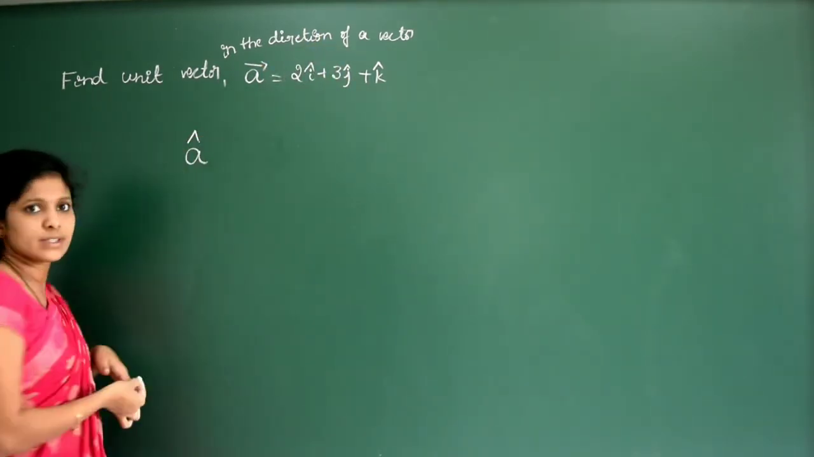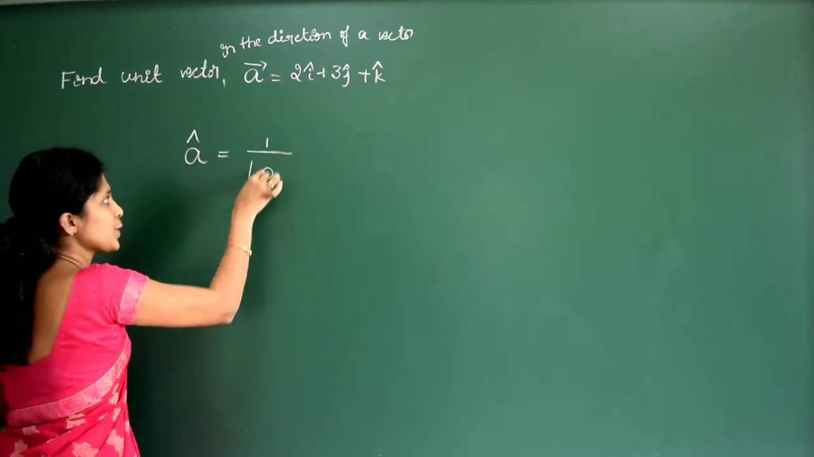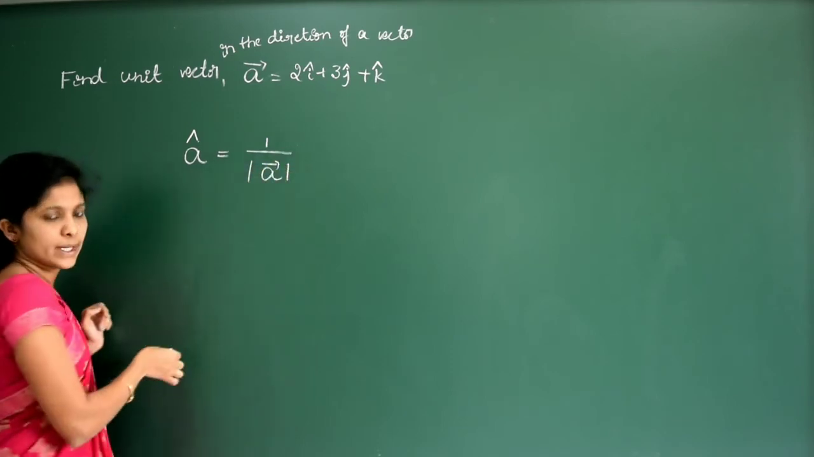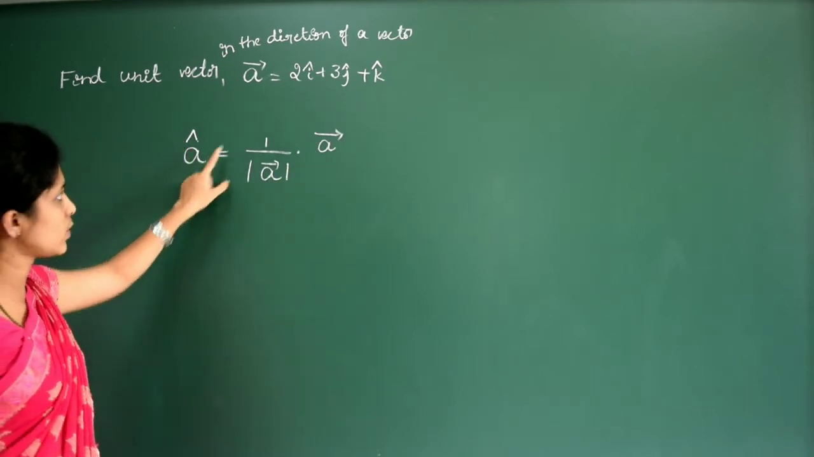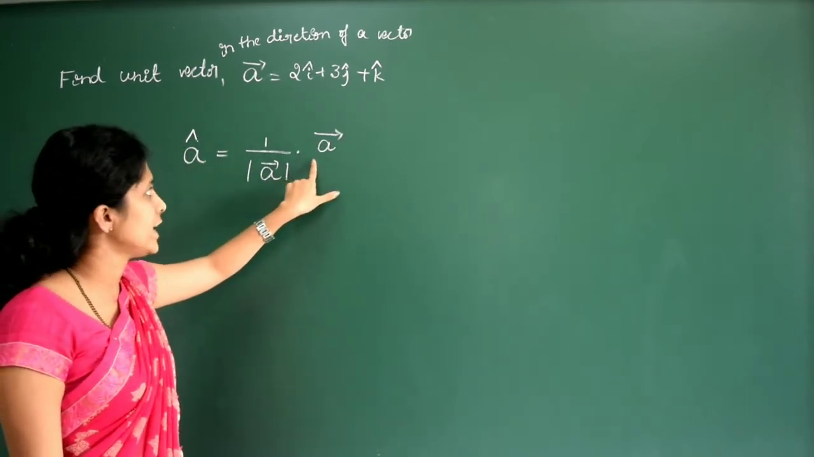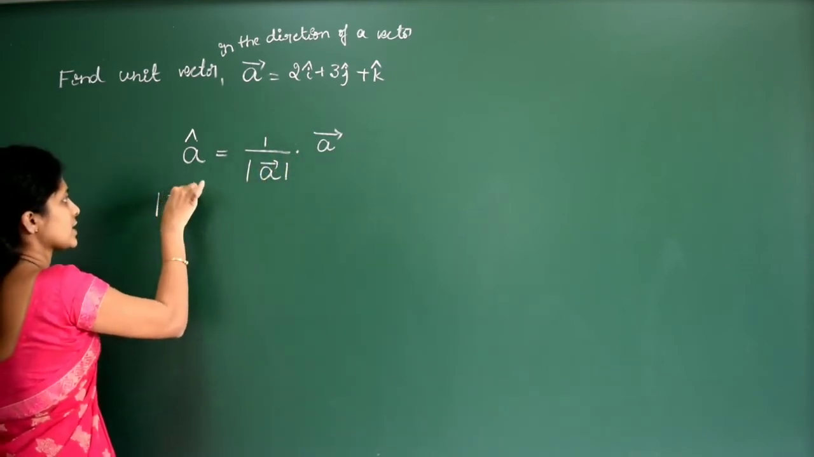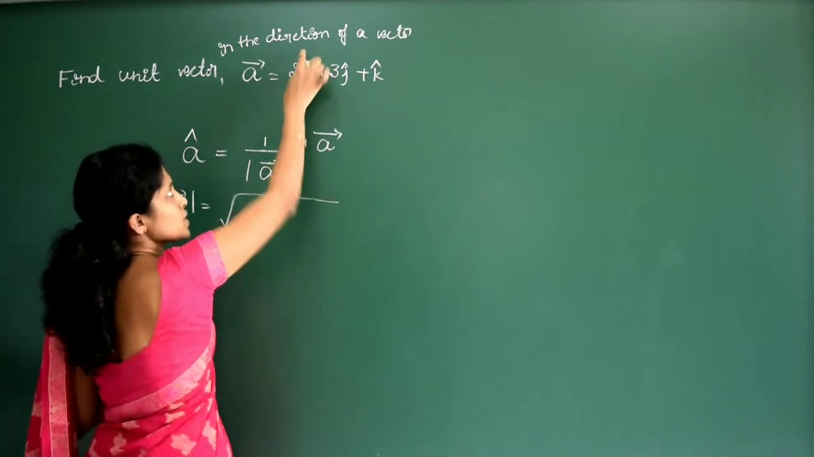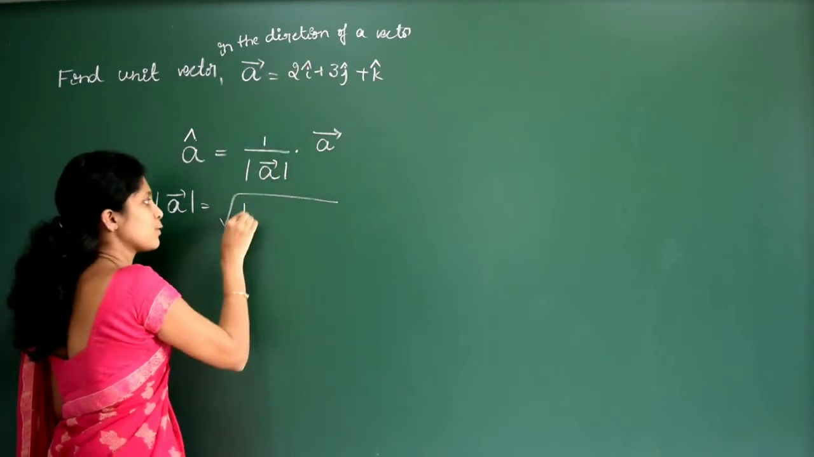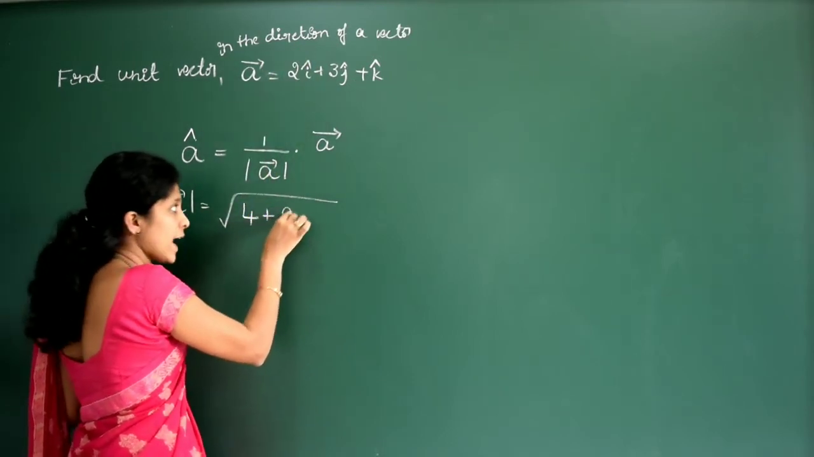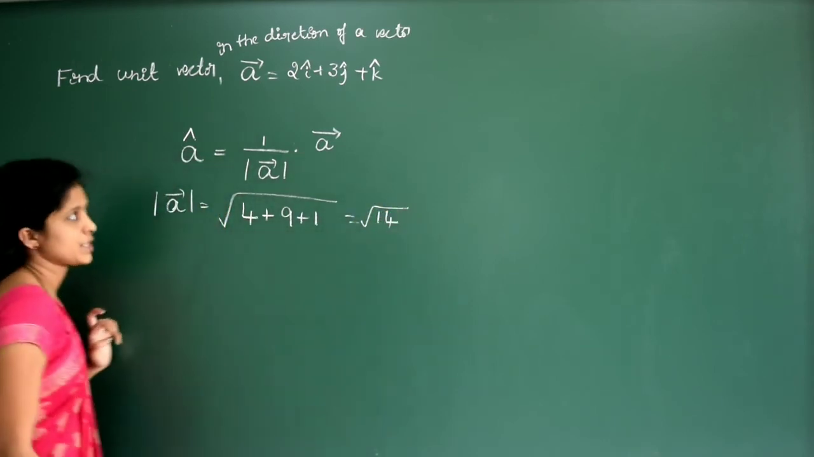In the previous session we discussed that a unit vector is equal to 1 by magnitude of a vector into the vector. Simple it is. First we will find the magnitude of the vector. Magnitude of the vector is equal to root of 2 square plus 3 square plus 1. 2 square will be 4, plus 3 square will be 9, plus 1. So this is equal to root 14. Is it clear? That is root 14.